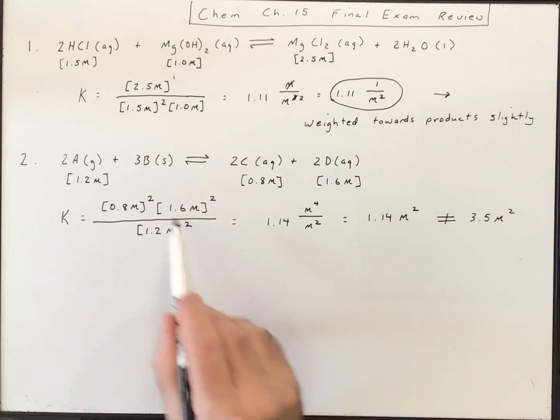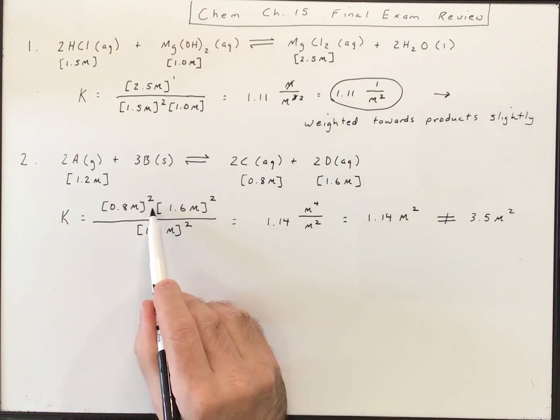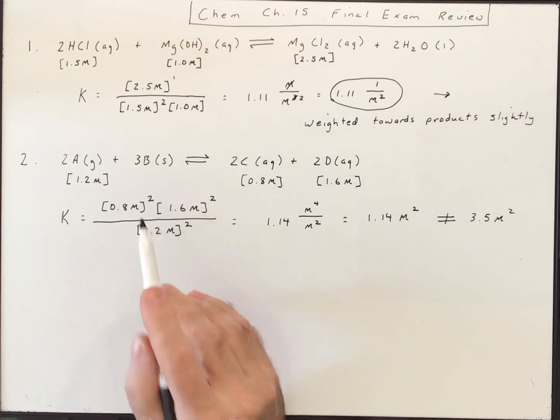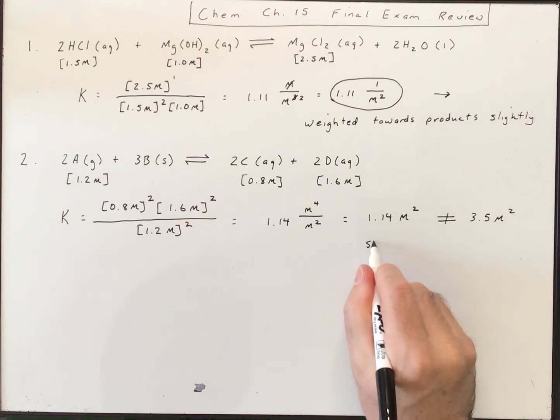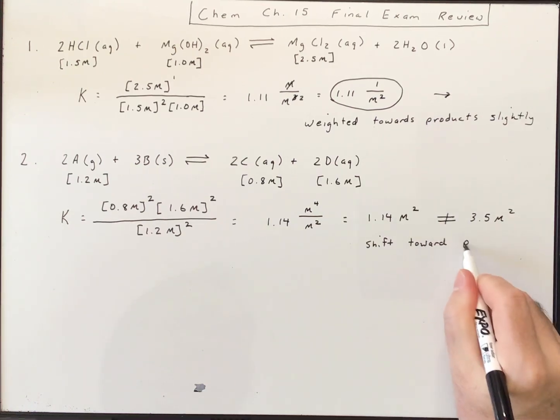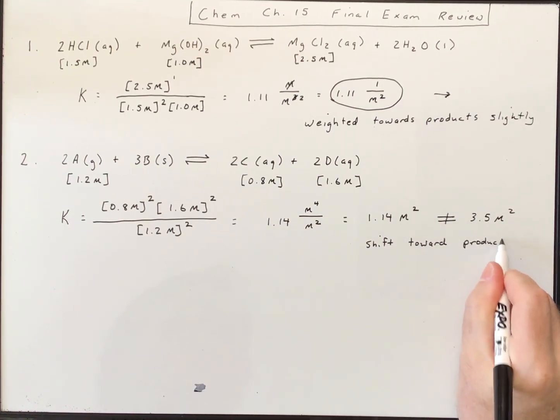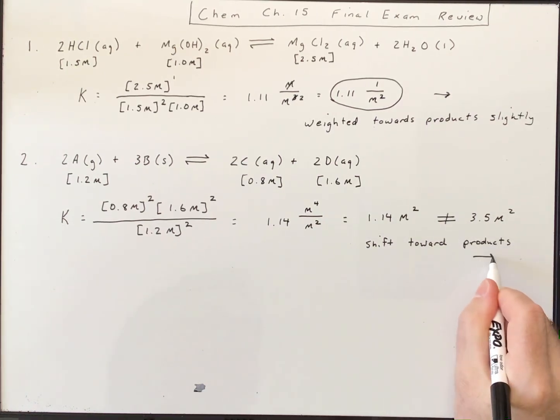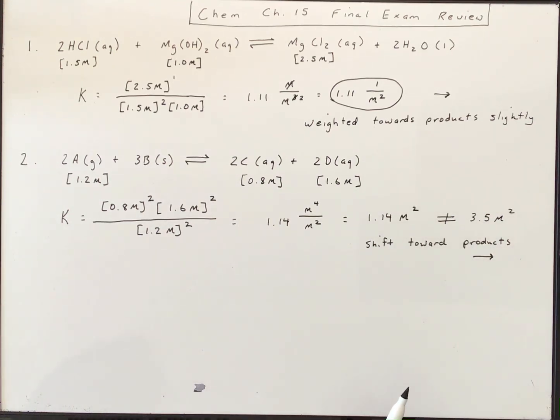Well, in order to get bigger, we need to increase the numerator. The numerator is the products. So it must shift toward the products. And if you prefer, you can just do an arrow towards the products. All right, so there you go.